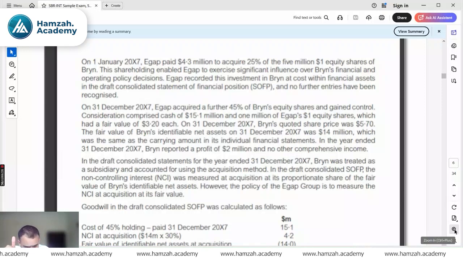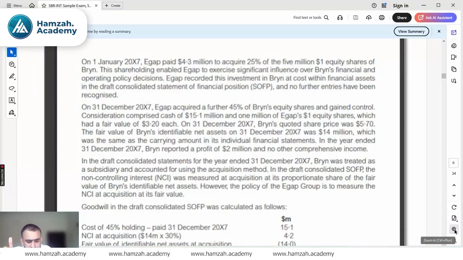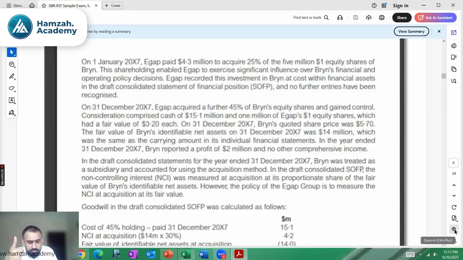And the consideration which they have paid is worth 4.3 million US dollars. This shareholding enabled EGAP to exercise significant influence over B's financial and operating policy decisions. EGAP recorded this investment.